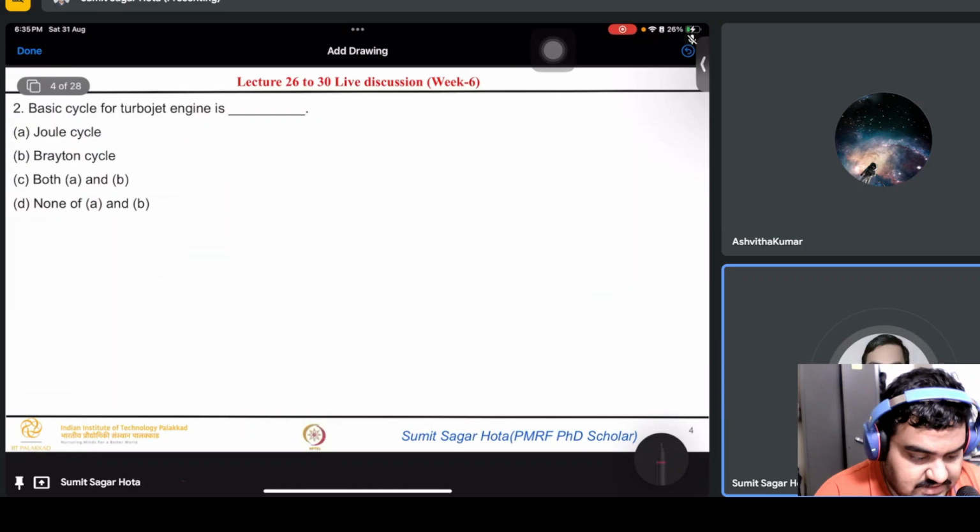Okay, the next one is basic cycle of turbojet engine is what? It is both Joule cycle and Brayton cycle.